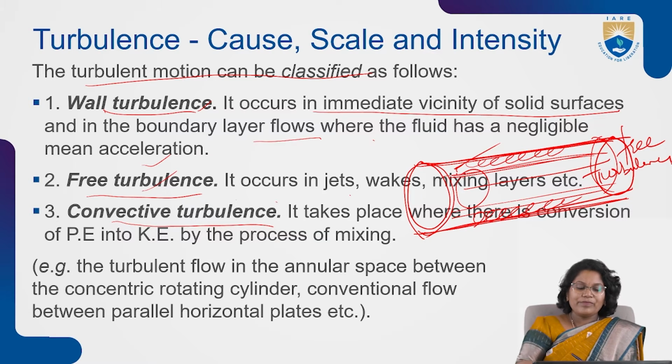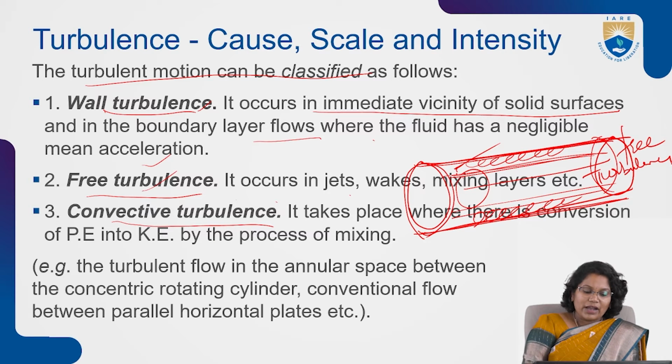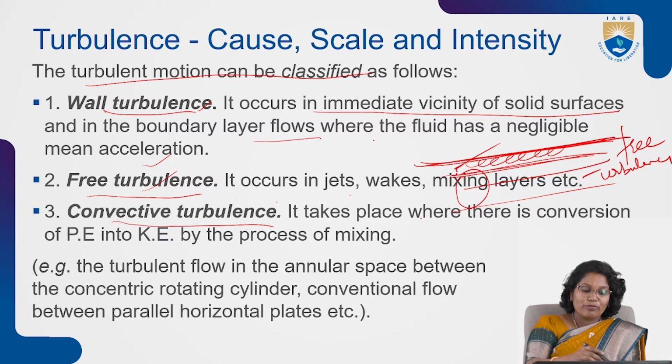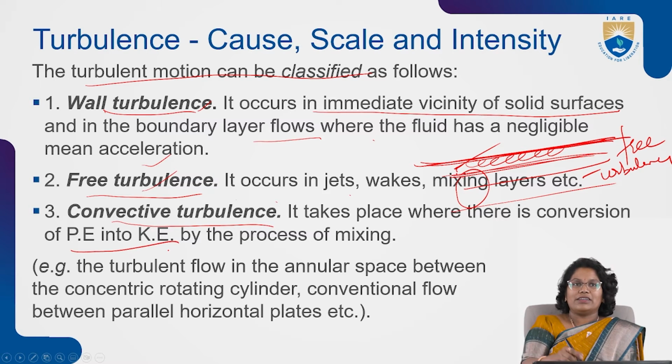We call that free turbulence. Convective turbulence takes place where there is conversion of potential energy into kinetic energy by the process of mixing. So what is this convective turbulence? There is a conversion of potential energy to kinetic energy by means of mixing. That is convective turbulence.